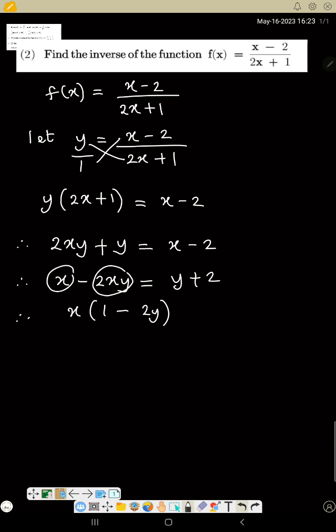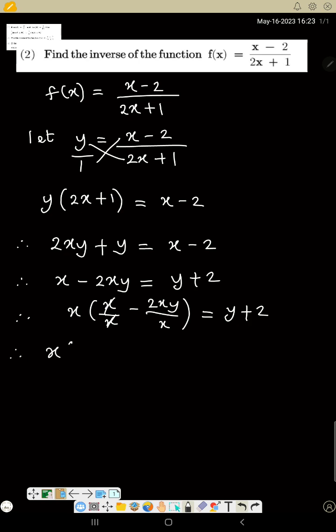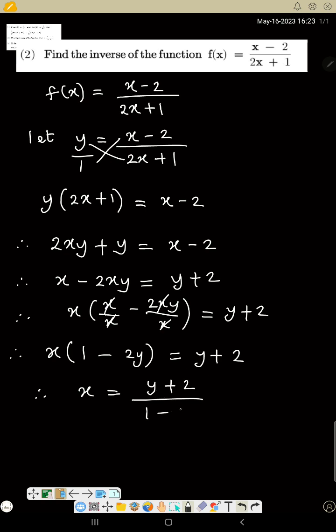as in if s is common, it means we are dividing everything by s. s over s minus 2sy over s, that's the meaning, equals y plus 2. So s cancels out s. So s bracket 1 minus 2y is equals to y plus 2. So s is equals to y plus 2 divided by 1 minus 2y. So that is our s. So far you have found s. That means you have found the inverse of the function.